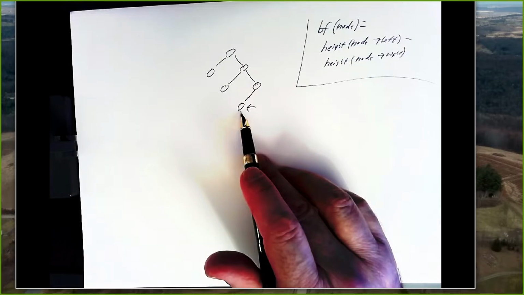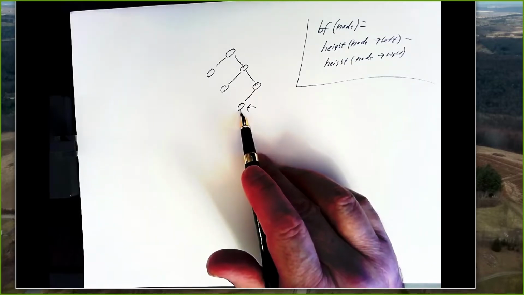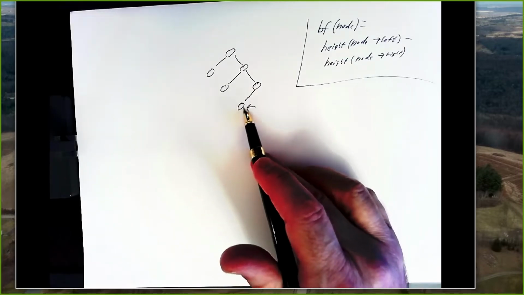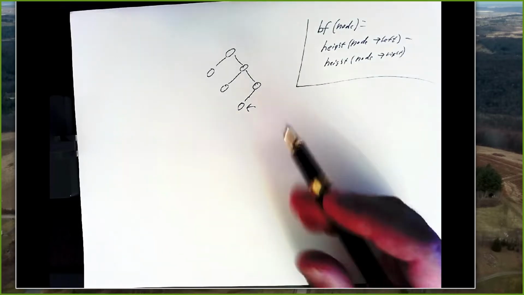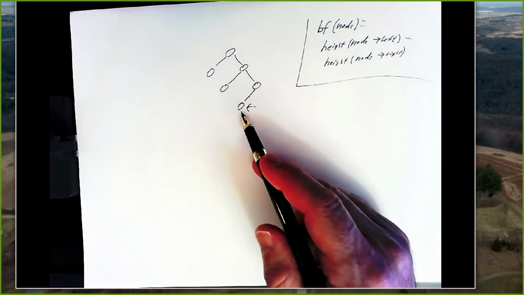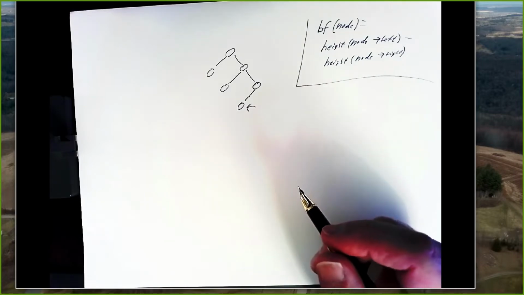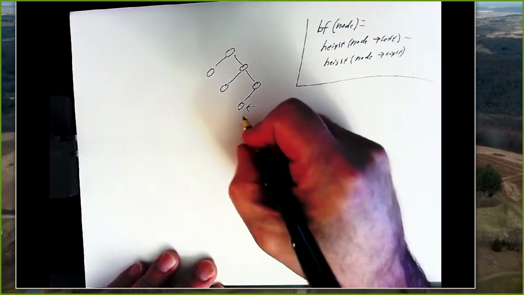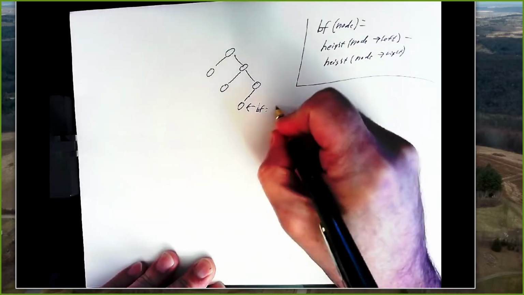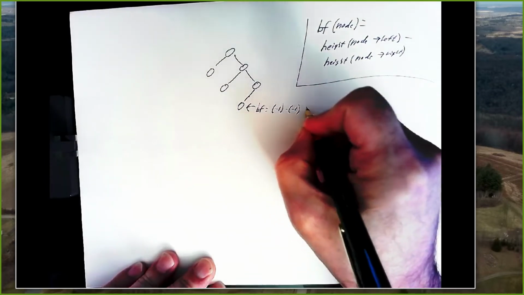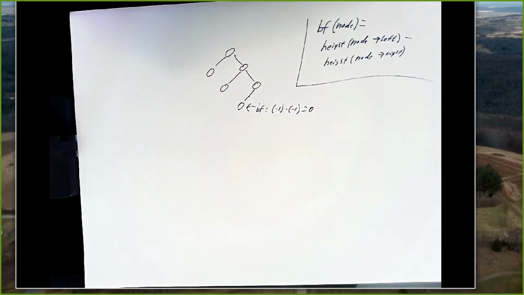What do you mean, I guess? What's the left subtree of this node right here? Nothing, it's null. What's the right subtree? Null, okay. What's the height of a null tree? -1. So the balance factor here is -1 minus -1, which is just 0.